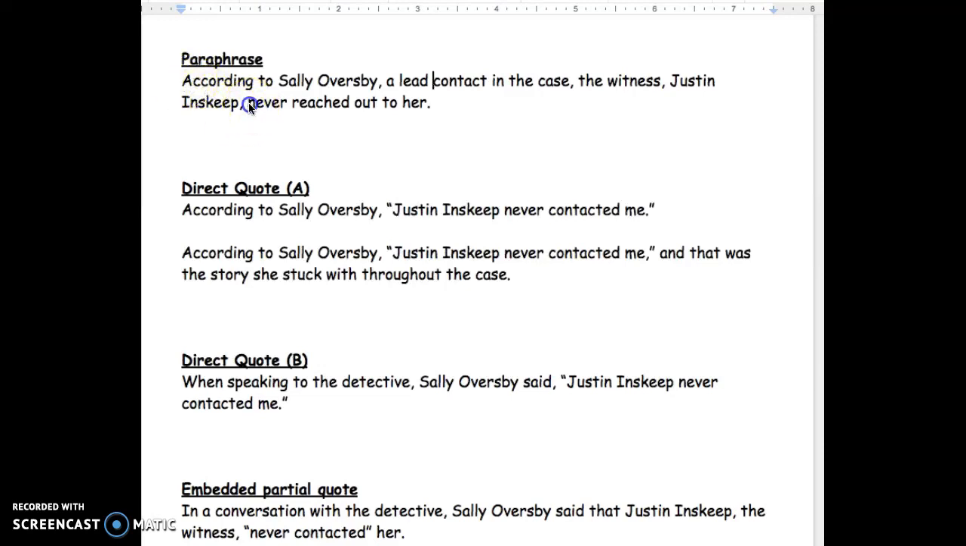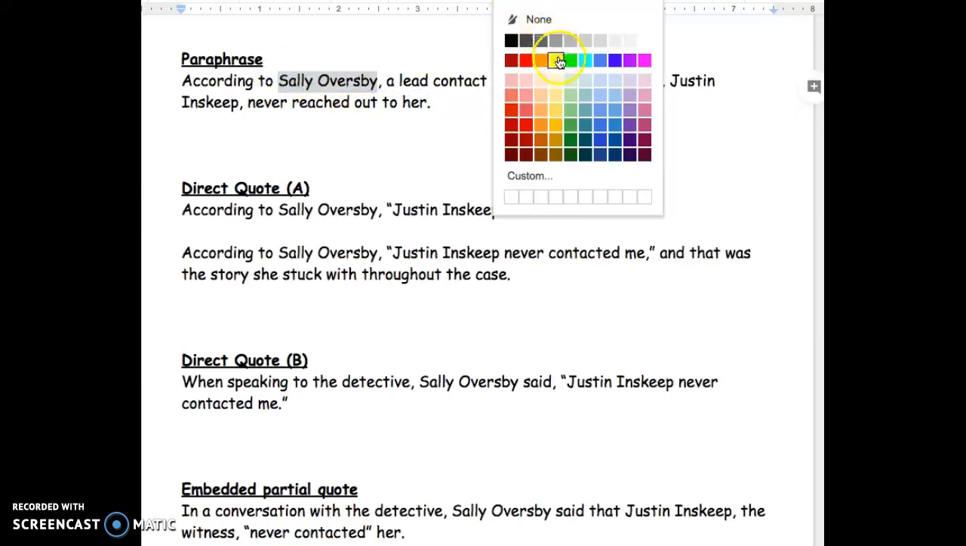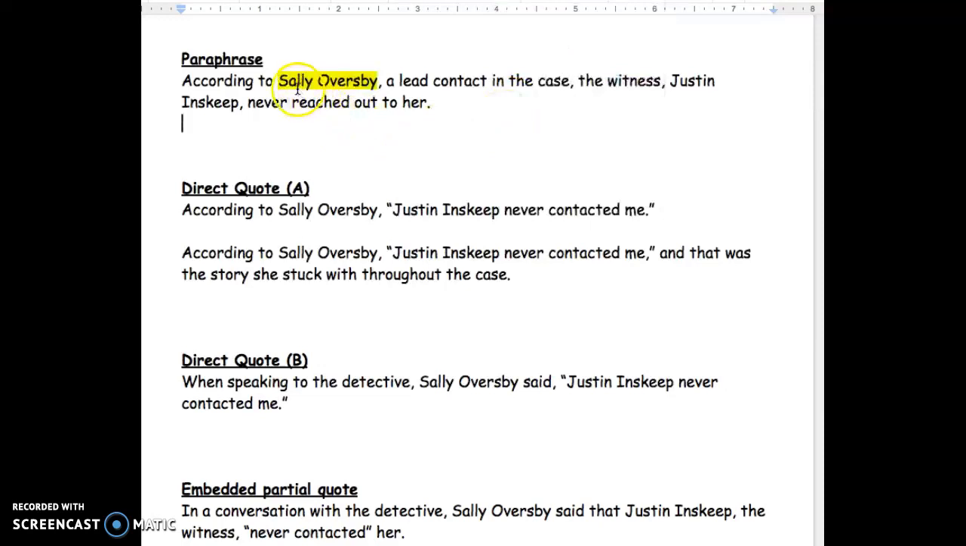So the part that Sally actually said is really just this part at the end. He never reached out to her, right? But notice this would be the first time that we're mentioning this person in our writing, and so we use her first and last name, and then we set off a little additional information here with a comma, and we explain who she is or how she relates to what we've been writing about so far, the situation, the relationship, in this case, a case.